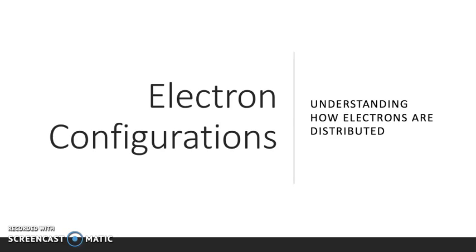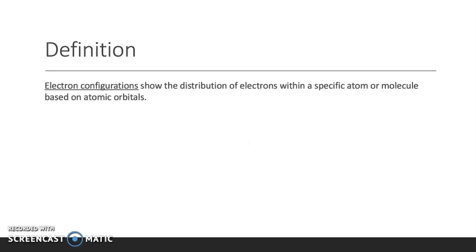In this video, we're going to be looking at using electron configurations and how to create them. Electron configurations are important in understanding how electrons are distributed. So electron configurations show the distribution of electrons within a specific atom or molecule based on atomic orbitals. And it's important to understand the periodic table when it comes to creating electron configurations. The more familiar you are with the periodic table, the easier writing electron configurations will be.